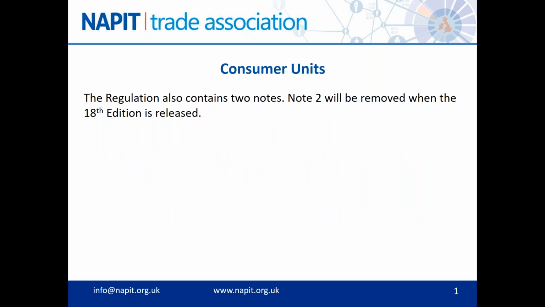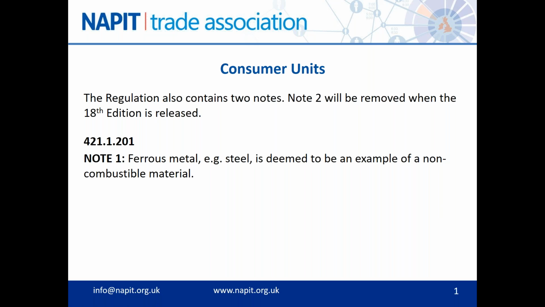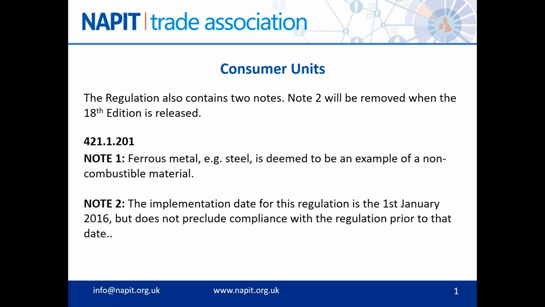The incident cases was reduced. So then, the regulation also contains 2 notes. However, Note 2 will be removed when the 18th edition is released. So, Note 1 was ferrous metal, such as steel, is deemed to be an example of a non-combustible material. And Note 2 was the implementation date for this regulation is the 1st of January, but does not preclude compliance with the regulation prior to that date.